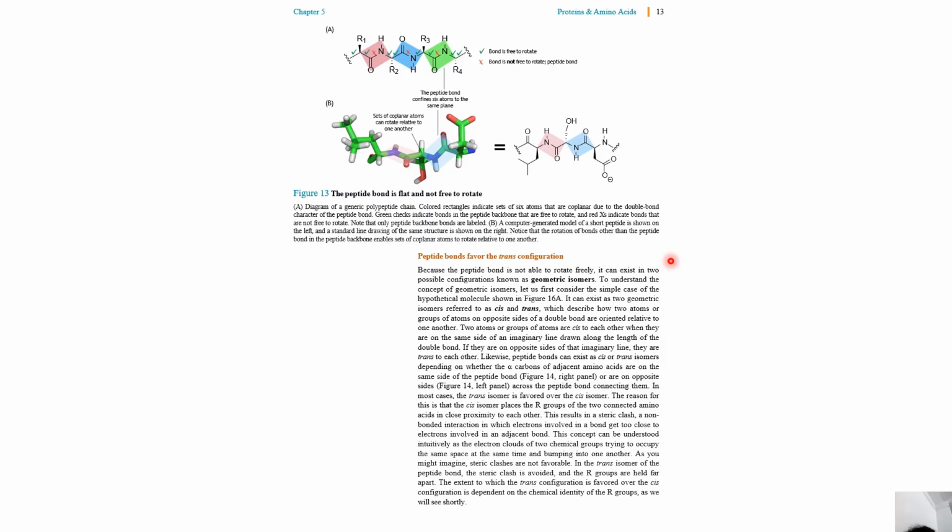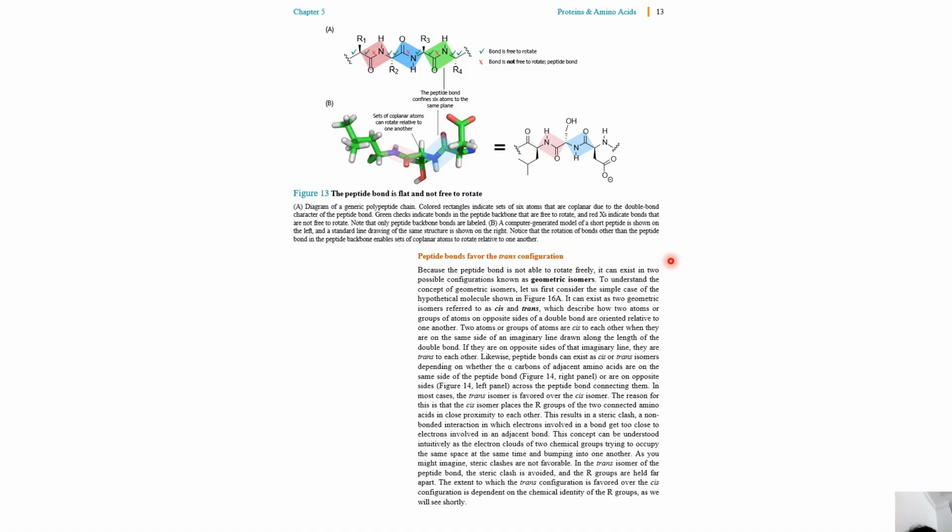Likewise, peptide bonds can exist as cis or trans isomers depending on whether the alpha carbons of adjacent amino acids are on the same side of the peptide bond or on the opposite sides across the peptide bond connecting them.